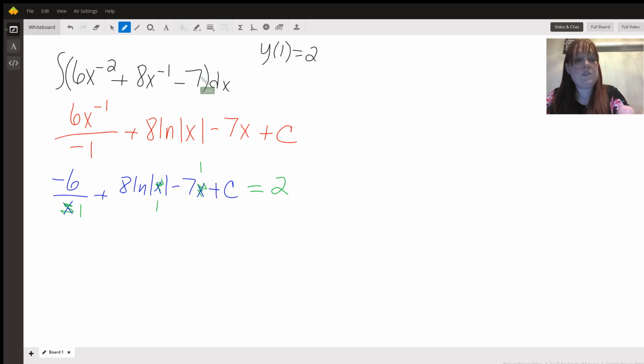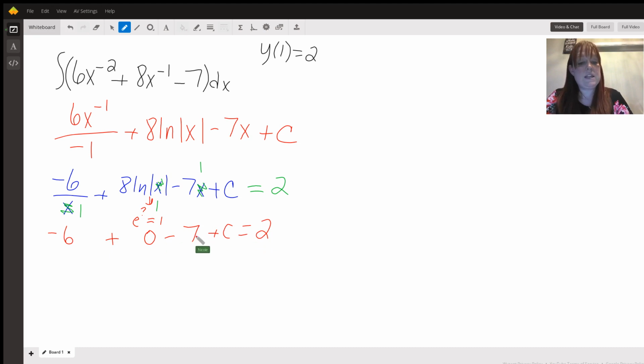All right, so first we get negative 6 divided by 1 is still just negative 6. Now remember, ln of 1 is 0, because that says e to what power equals 1. That's what ln means. Well, e to the 0 power equals 1. So ln of 1 is 0. So 8 times 0 is still just 0. So we have negative 6 plus 0. And then negative 7 times 1 is still just negative 7 plus c equals 2.